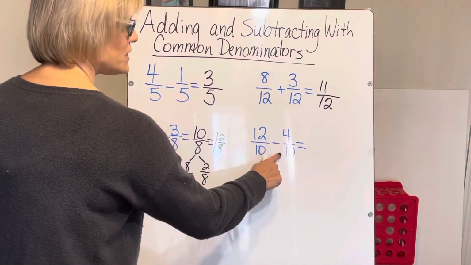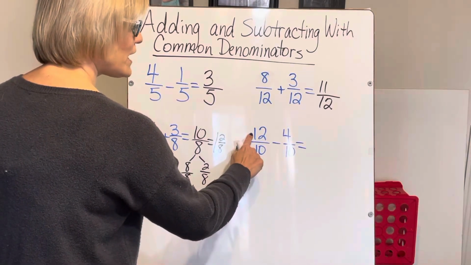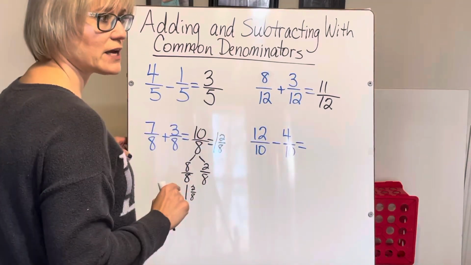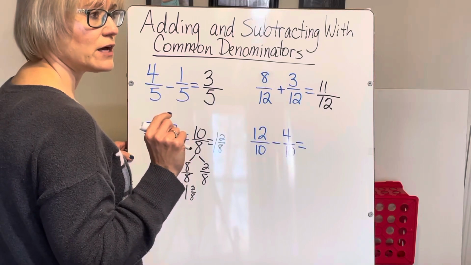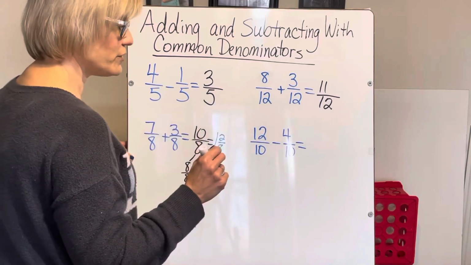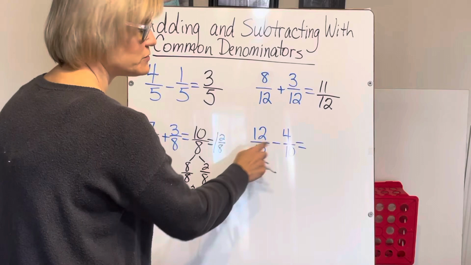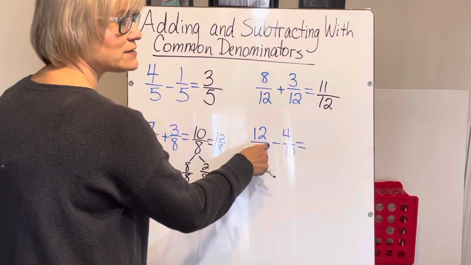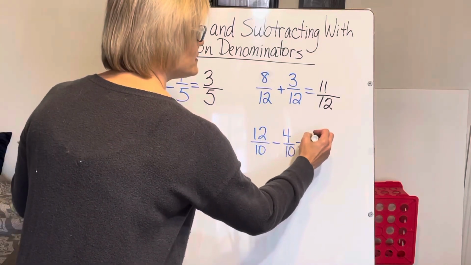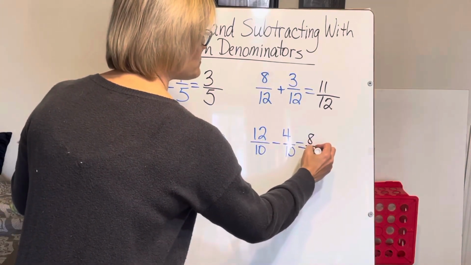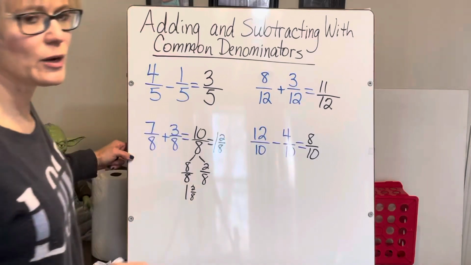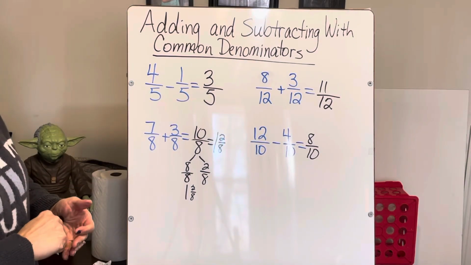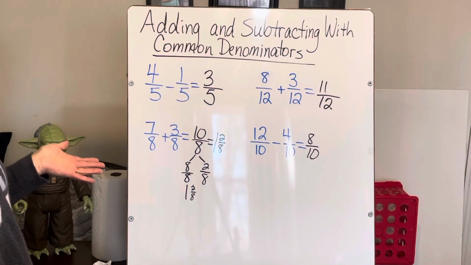12/10 minus 4/10. Well, I see that 12/10, I'm going to keep an eye on this because I know it is an improper fraction. It's more than 1. But I am subtracting, so I'm just going to keep an eye on it. So I've got 12 minus 4. Well, I take 2 away, and that's 10. Take 2 more away, and that's 8. And then I bring across my tenths. 8/10 is a proper fraction. So now I'm done. That's all there is to adding and subtracting with common denominators.